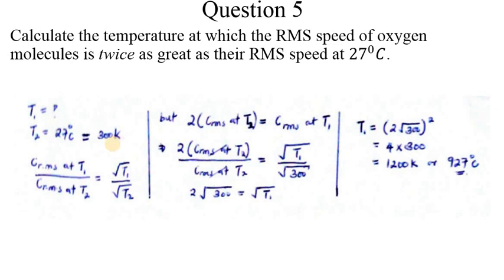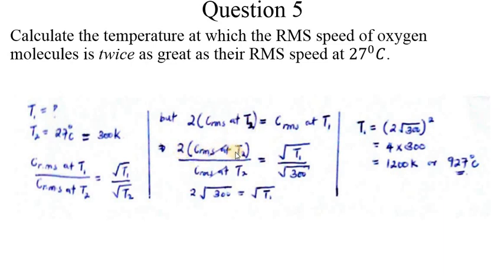So let's say CRMS at T1. Theoretically, we know if you take these ratios, CRMS at T1 over CRMS at T2 is equal to the root of that temperature over the root of this other temperature. But we have been told that CRMS at T1 is twice CRMS at T2. So in other words, instead of writing CRMS at T1, I want to write 2 CRMS T2.